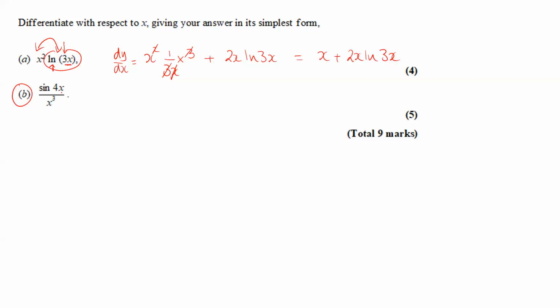Right, the next one is going to be a quotient. So the quotient rule, you do get that on the formula sheet. It's going to be bottom times differential of top. Now again, we've got a function of a function, which we need to use the chain rule. So chain rule, we differentiate with respect to the outside first. Differential of sine is cos, leave alone the inside, and then multiply by the differential of the inside, which is going to be a times by 4. So we'll put that on the front.